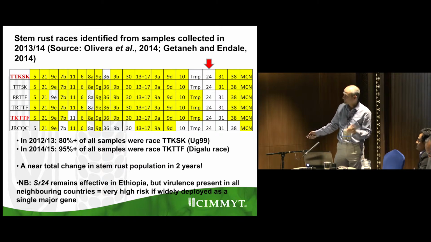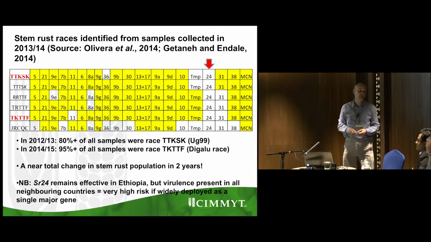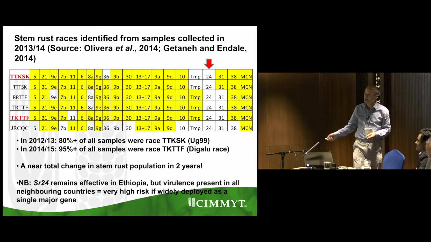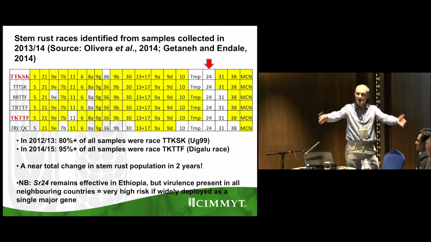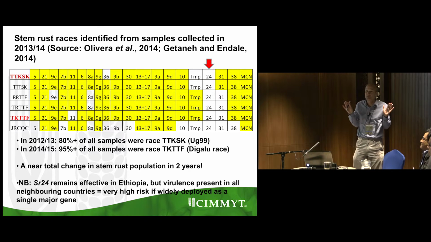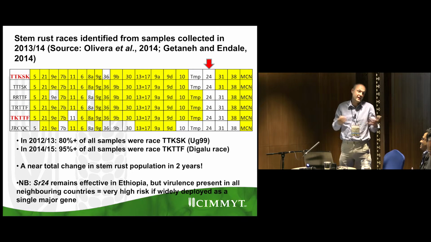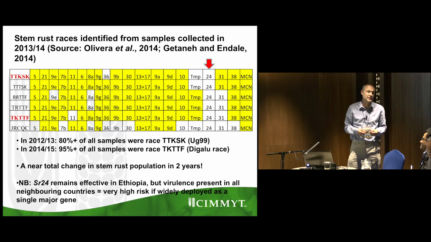But as I've just pointed out, we know 24 virulence is all around Ethiopia. So it's a very high risk strategy if the breeders start suddenly putting out 24 in all the cultivars. It would be good for maybe 1 year, maybe 2 if we were lucky, but almost certainly we would see this virulence come in, and that would be our next problem in Ethiopia.